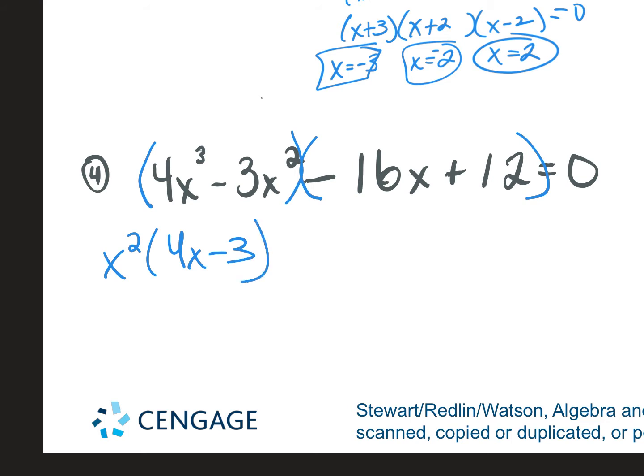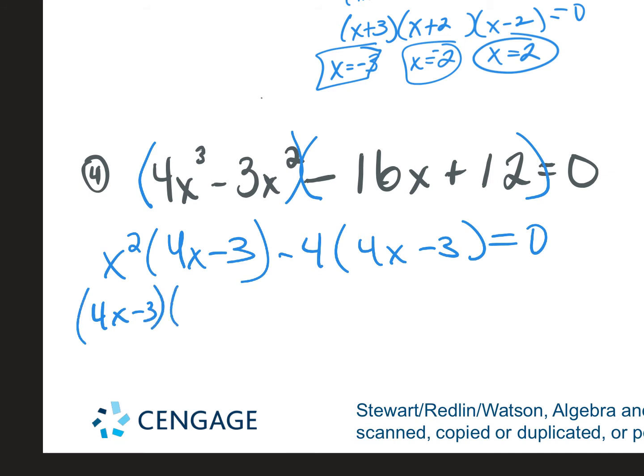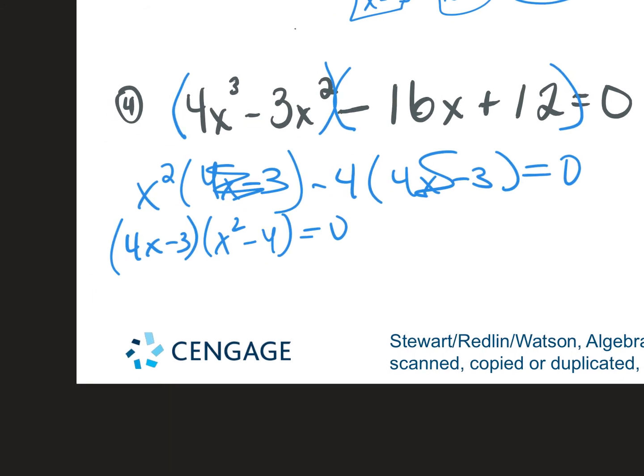Good. What about negative 16x plus 12? Take out a negative 4, and I'm left with 4x minus 3. Well, isn't that pretty? What's my new GCF? 4x minus 3. And then what am I left over with? X squared minus 4, which becomes what? X plus 2 and x minus 2. You guys will start to see there are patterns because there are only so many ways that we can make these problems pretty. There are only so many things we can do.